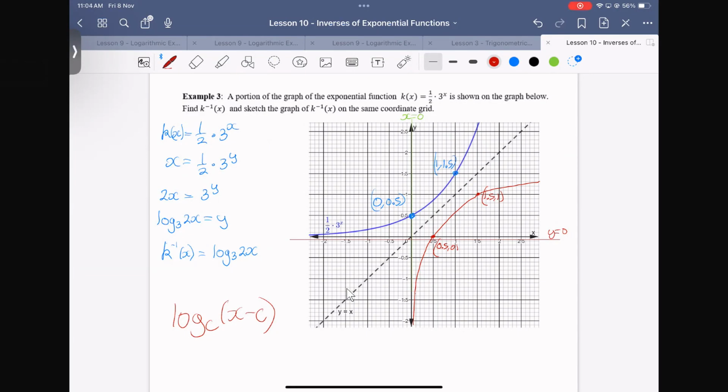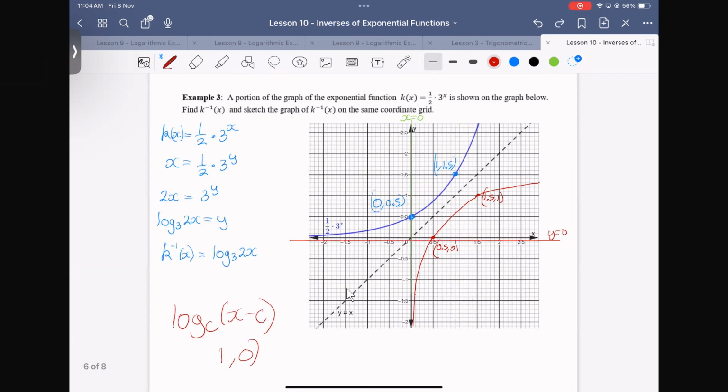Then figure out where the point 1, 0 shifts to. So this will shift to 1, c. Sorry, I've written that wrong. This will shift to c, 0. It will pass through that coordinate.